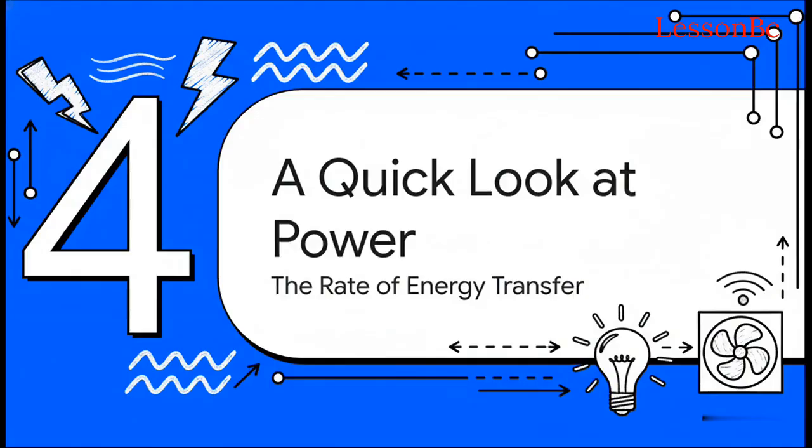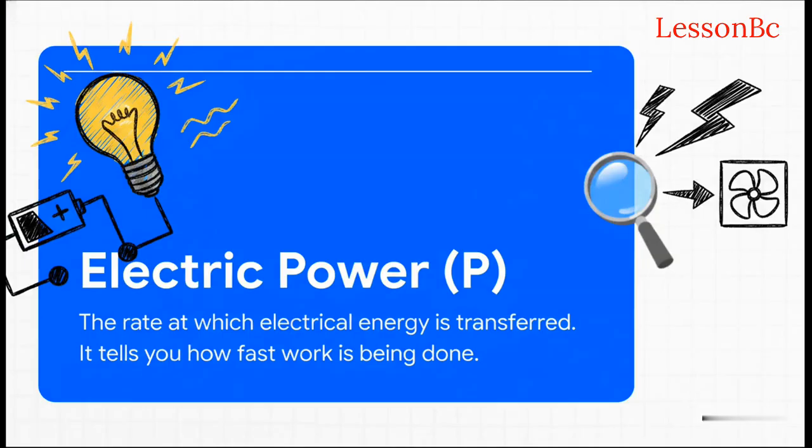Okay, so we've got the push, voltage, and the flow, current. Knowing those two opens the door to another really important idea, electric power. So what is power? Simply put, it's how fast work is being done or energy is being used. When you buy a 60-watt light bulb, that watt number is telling you exactly how quickly that bulb is turning electrical energy into light and heat. It's all about the rate of energy transfer.